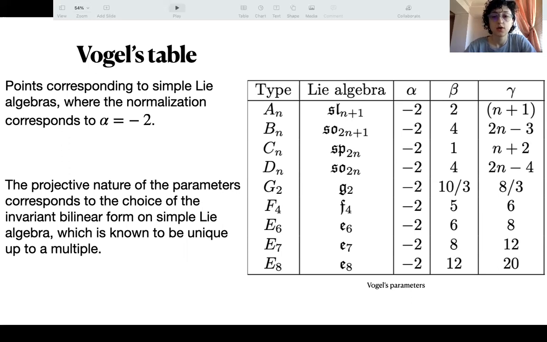Here I've chosen the parameterization with alpha equal to -2. And let me note that the projective nature of these parameters, like the opportunity to choose the parameterizations, corresponds to the fact that the invariant bilinear form on a simple Lie algebra is unique up to a multiple.